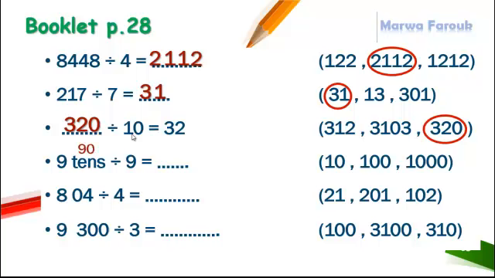Next one, 9 tens divided by 9, and we know that tens has a 0, so it will be 90. 90 divided by 9. 9 divided by 9 equal 1, and 0 divided by 9 equal 0, so we got 10. Put a circle around it.